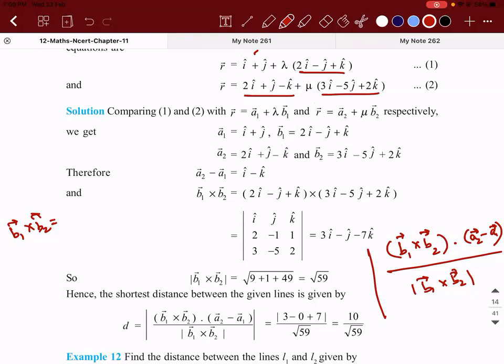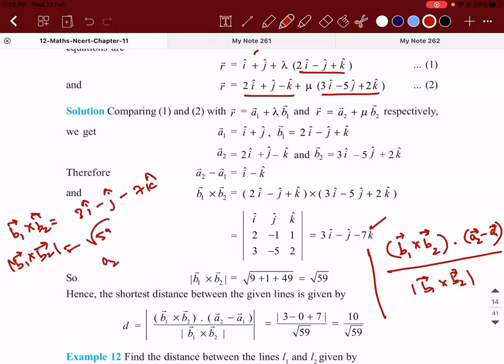So root 59, sir. You are talking about the magnitude. I asked only what is B1 vector cross B2. You get 3i cap minus j cap minus 7k cap, sir. Okay, so this is right only. Then the magnitude of this is root 59.